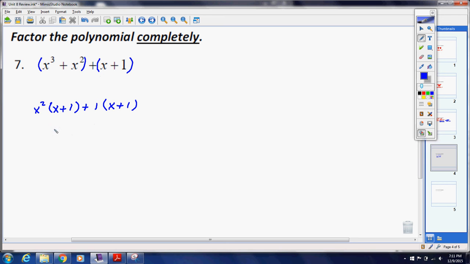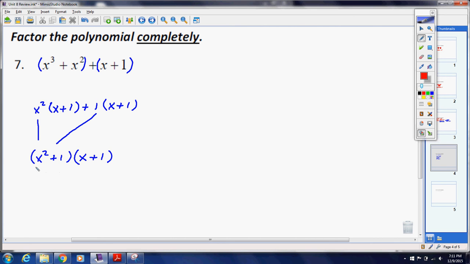All right, and then if you recall when we did the x method, these two things that we factored out, that was our first binomial, x squared plus 1. And then our second binomial was the binomial that was in common, x plus 1. And an important thing to note here is that this is FOIL in reverse.